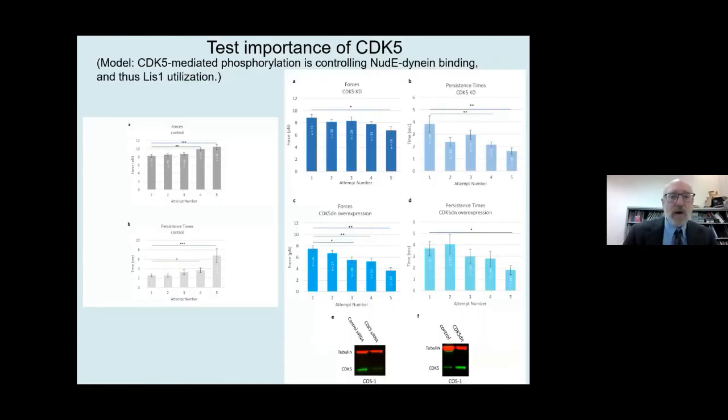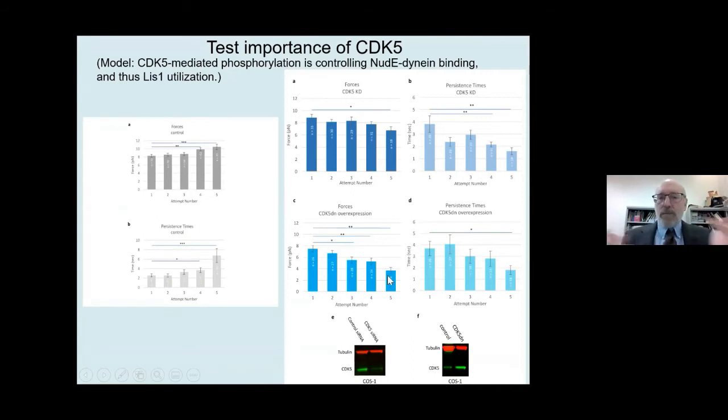So to test that, this is just the control experiments on the left. On the right, we did CDK5 knockdown. So we decreased the amount of CDK5. And what you can see is that we did have adaptation, but it was in the wrong direction. So forces went down, persistence times went down. So that's in the CDK5 knockdown. And there's a CDK5 dominant negative where you can overexpress an inactive form of CDK5. And the same thing was true, that basically there was adaptation, but things got worse in both cases.